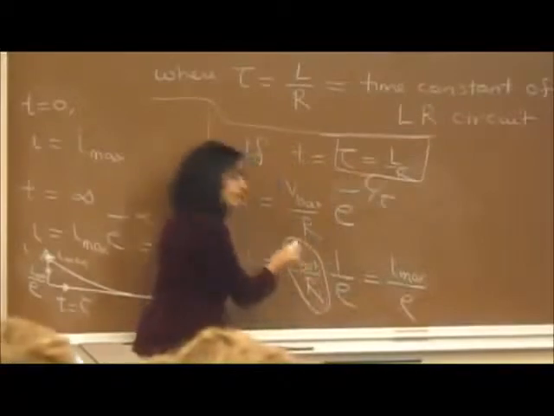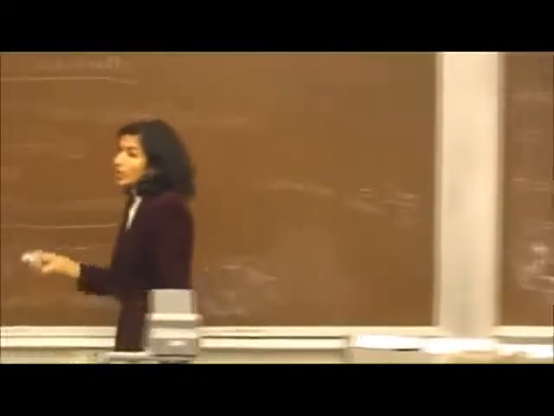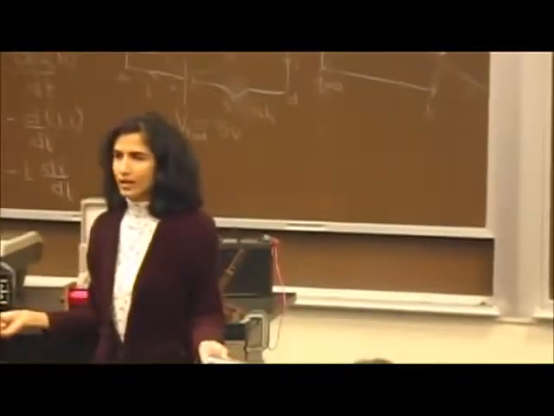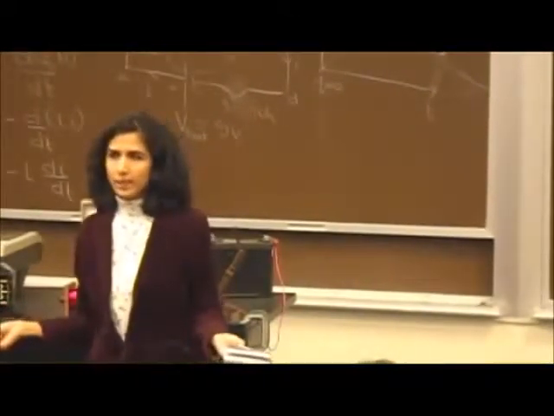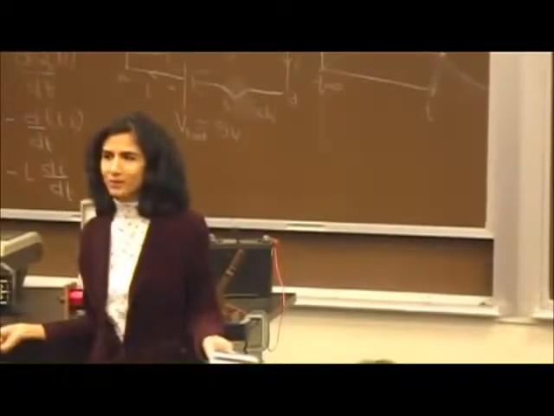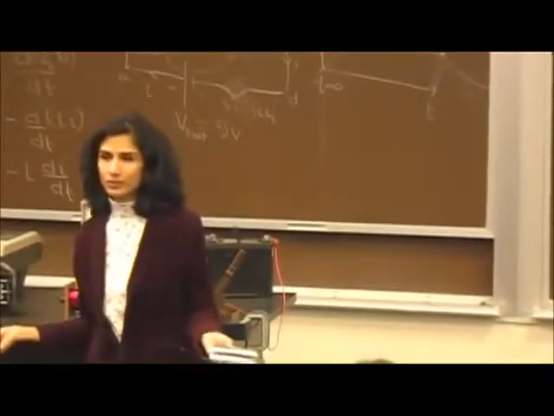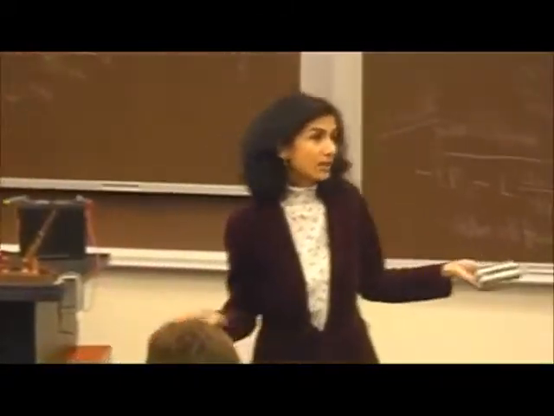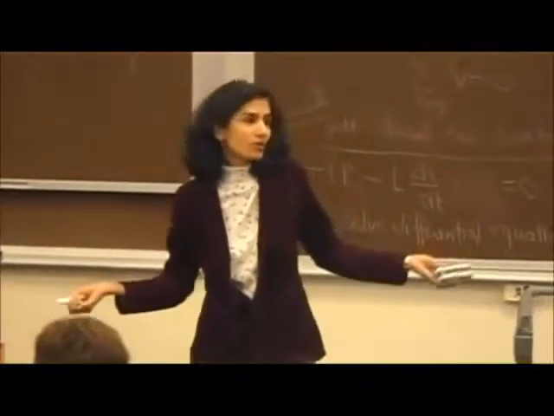Remember, because this is our I max. So basically the current has decreased by this factor E. Everybody is familiar with E, right? What is the value of E? Yeah, it's like 2.71 roughly. It's the exponential, right? So E is e to the power 1.